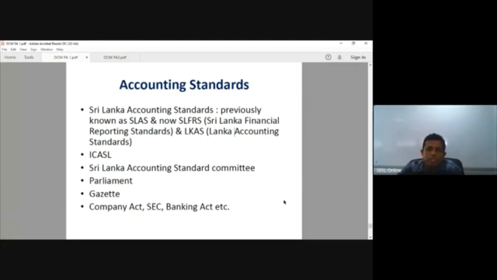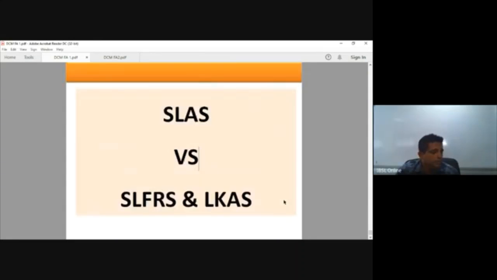Now, when you are analyzing the financial statements of your clients, make sure they are in accordance with the accounting standards, right? Actually, chartered accountants use these accounting standards when they audit and when they prepare the financial statements.